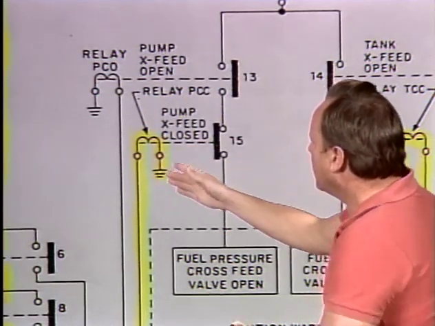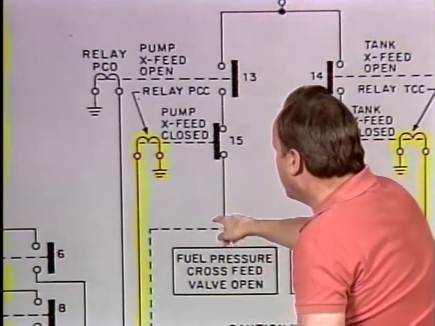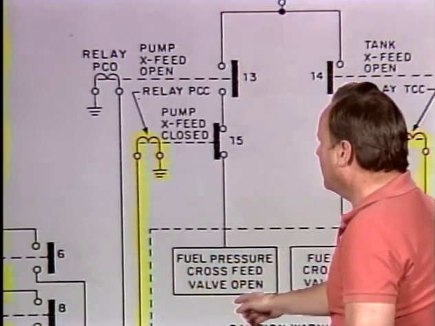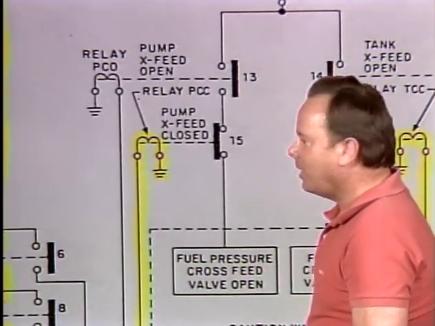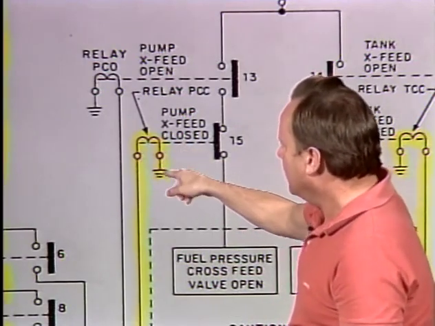The PCC relay then would open this switch so that there would be no way that power could get on to turn on this light, which is the fuel pressure crossfeed valve open light. And so when things are normal, this PCC relay is activated.